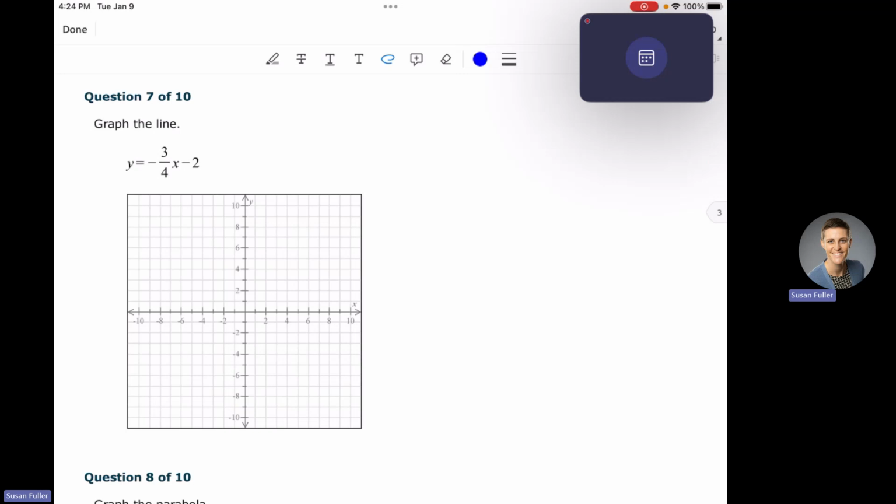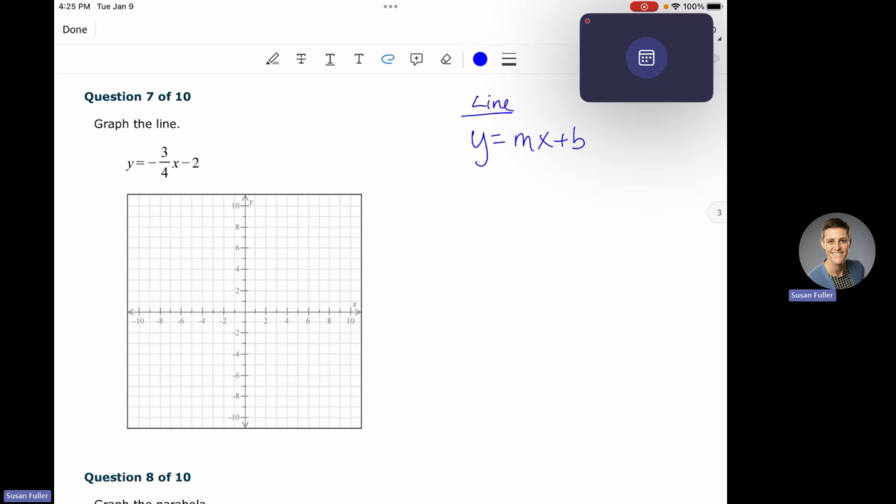Next one we're going to do is number 7 from Module 1 prerequisite. It's graphing lines. So just to remind you, the general format of a line, our general equation, looks like y equals mx plus b. That's what the general form of a line looks like.